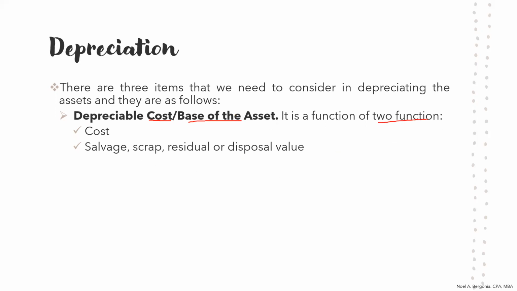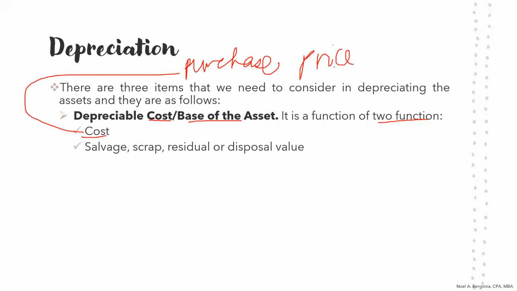It is the function of two items. First, the cost. So earlier in the definition, we have mentioned the cost. Of course, if you bought the asset, then the purchase price would be the cost. Okay, the purchase price. Now, please take note that the purchase price should be net of any discount. Just in case, right, the property, plant, and equipment that we buy may come with discounts. So the cost of property, plant, and equipment should already be net of discount.